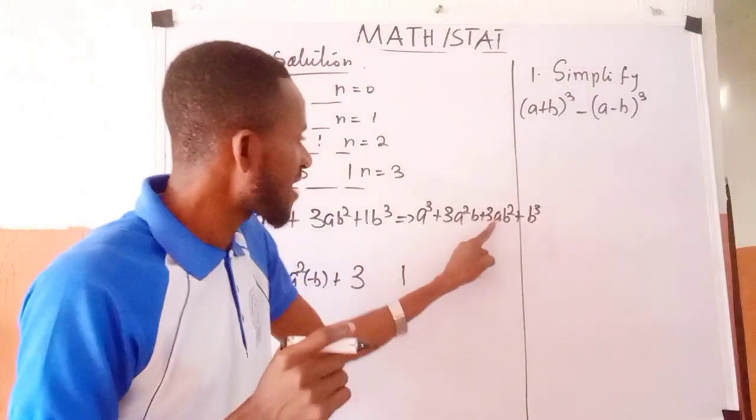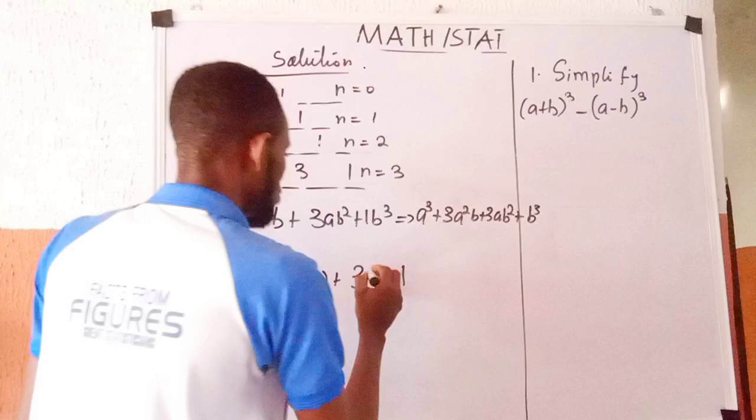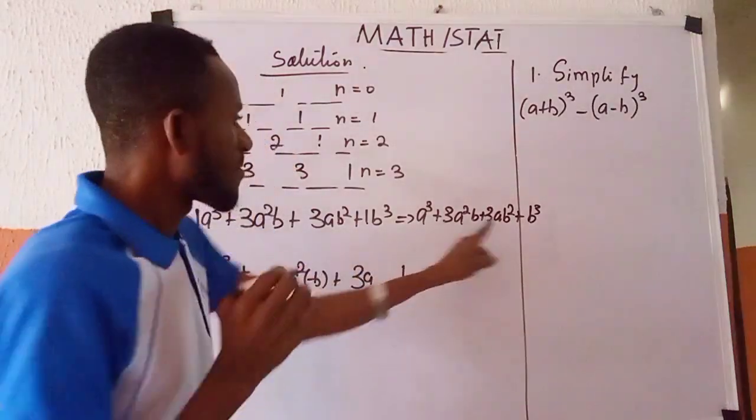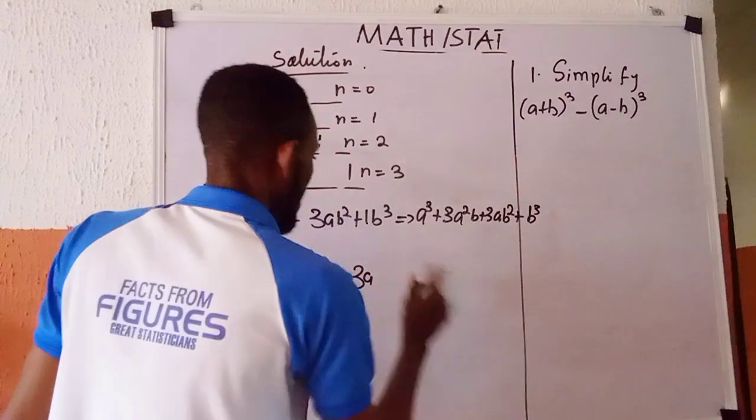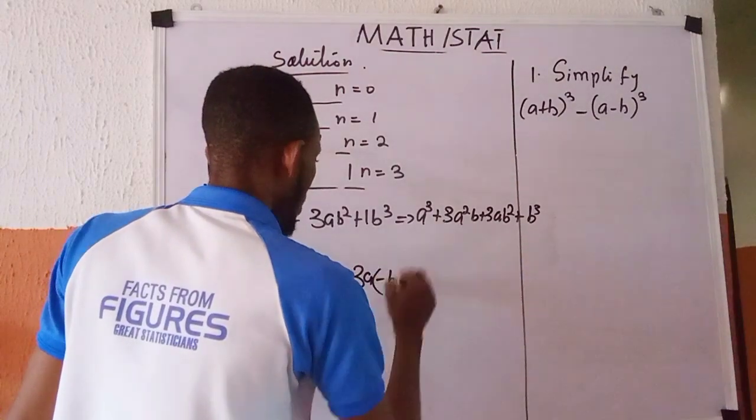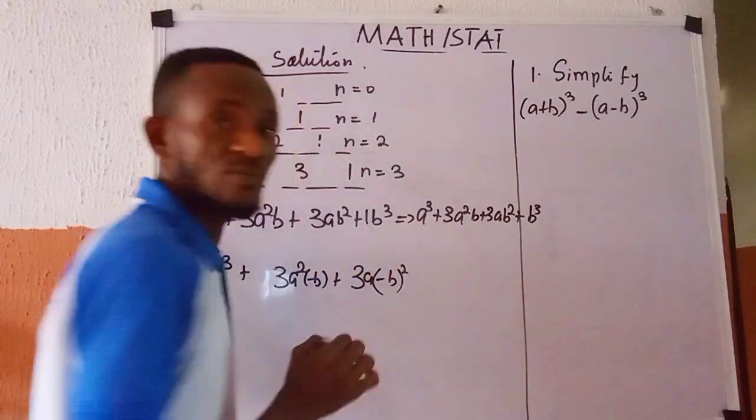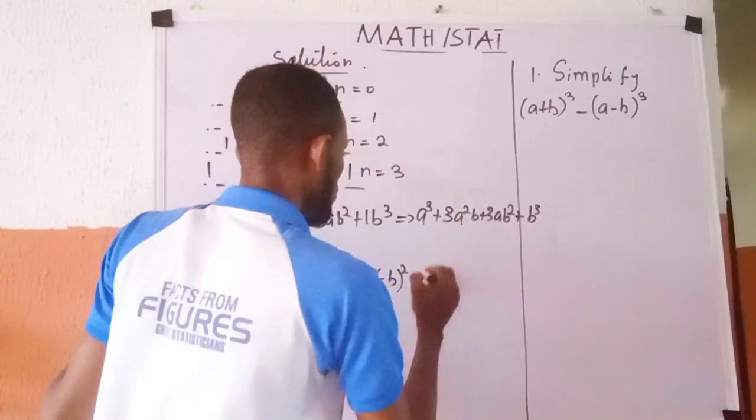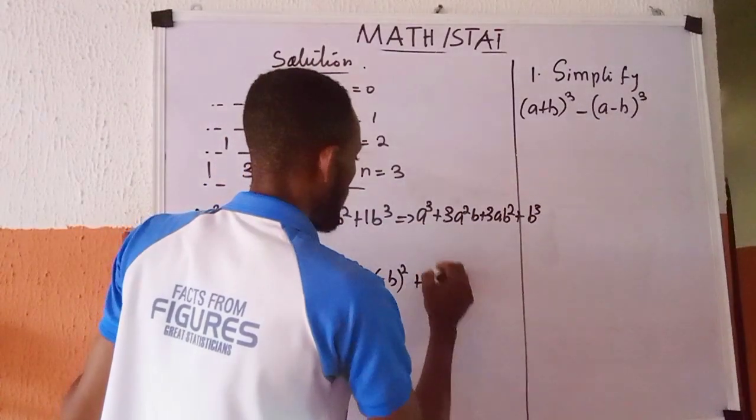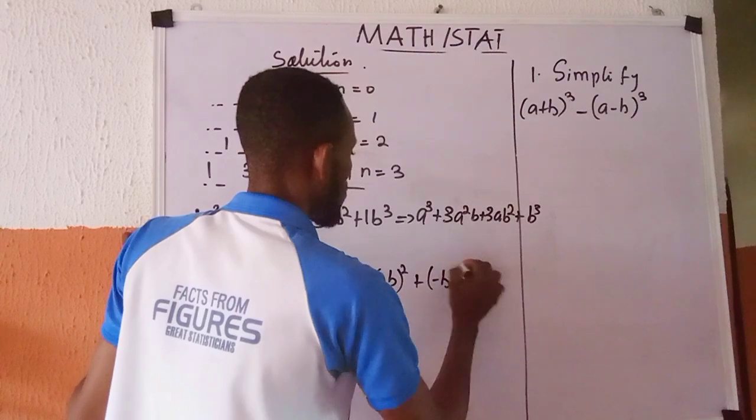Then you now come here, look at it. You still have your A here. But B here is what? Minus. So you are going to write minus B, all raised to power 2. Then the last one is B, and that B is minus. So you have plus, minus B, all raised to power 3.